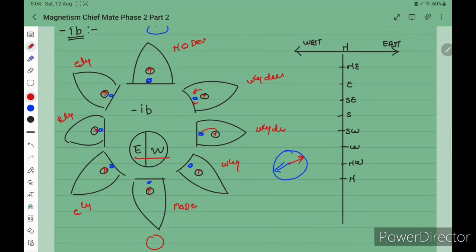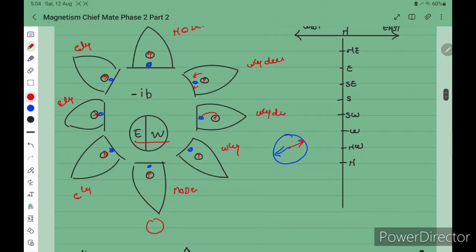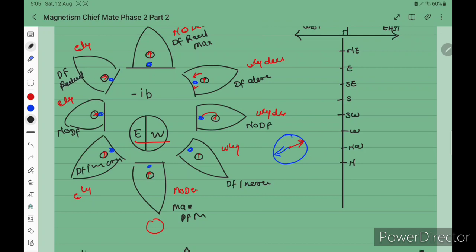Now you just see, this is on paper and the blue is on top, red on the bottom, the line of force leaving from the red going to the blue. So when going like this, blue on top, but because blue is here, so DF radius maximum, because it's in line but on the opposite side. So DF decreased, no DF, DF increased, because going close to the parallel of the line, the maximum DF increases. DF increased, okay, no DF and DF reduce.